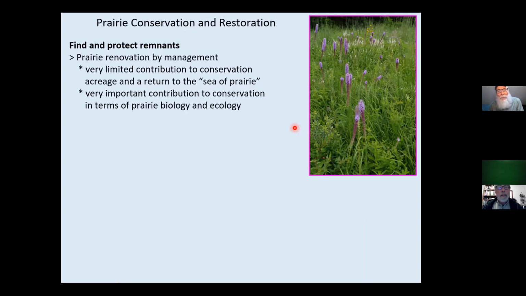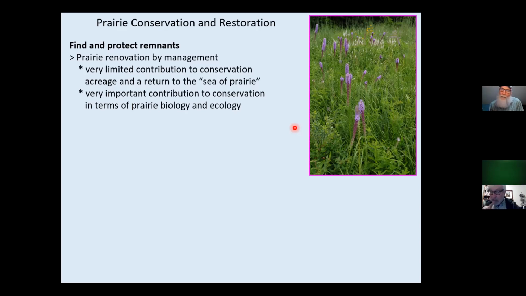But when you think about taking care of the remnants, what I'm trying to show here is that ecologists have two ways of thinking about restoration. Restoration is the big umbrella that simply means bringing native ecosystems back onto the landscape. We can do that by protecting remnants and improving them. So that's what prairie renovation means.